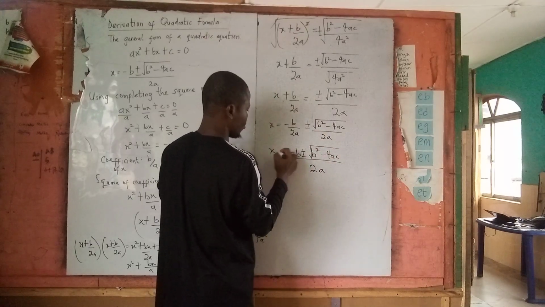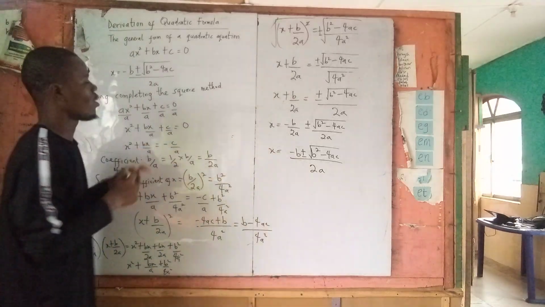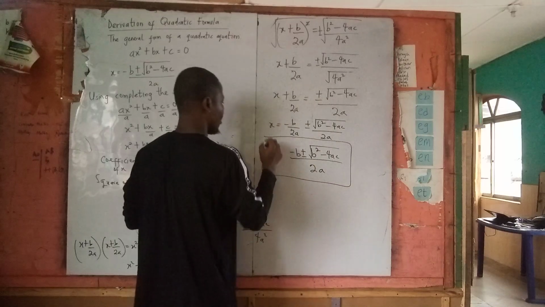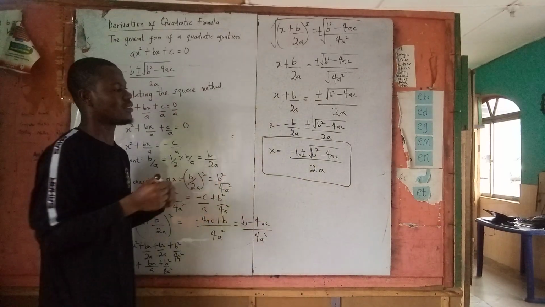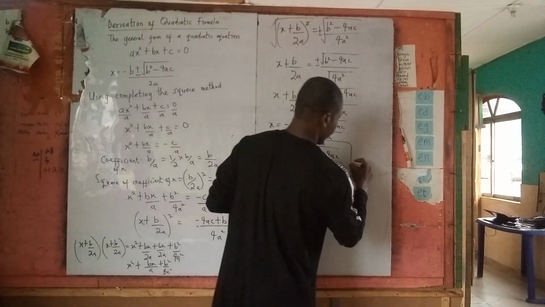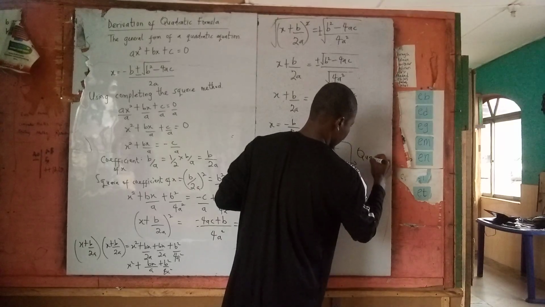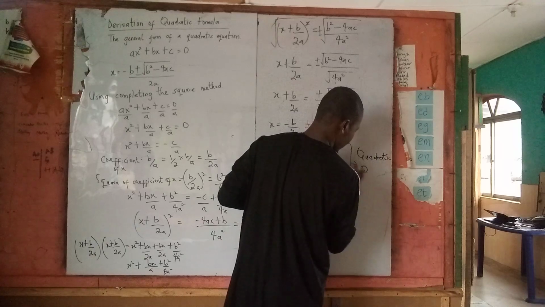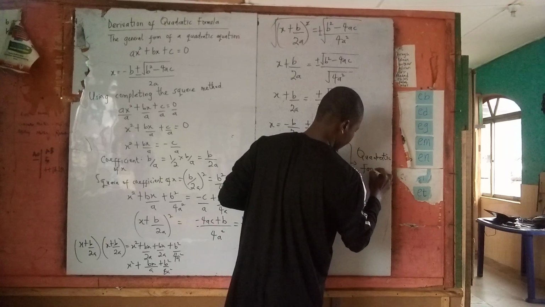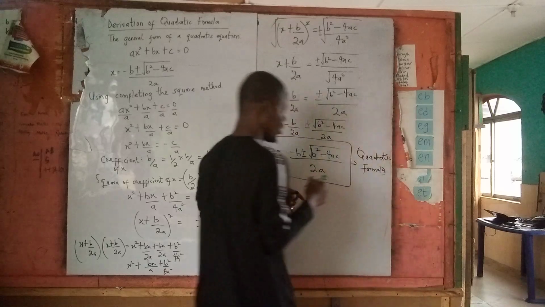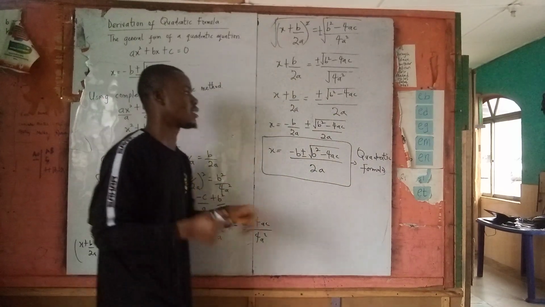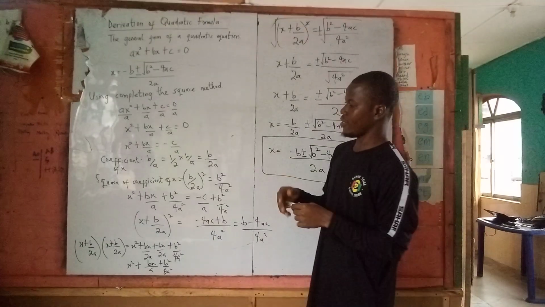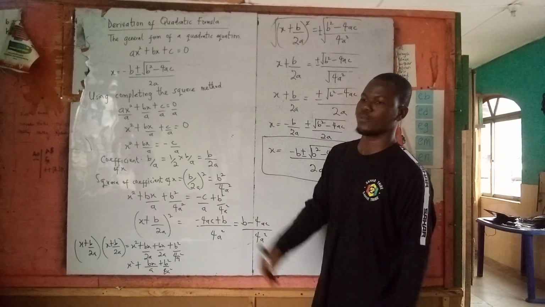So our x is equal to this. This is our formula. This is the general formula. So what is it? The quadratic formula. So we have derived the quadratic formula. This is how the quadratic formula was gotten. So you can see it is something that is quite straightforward.